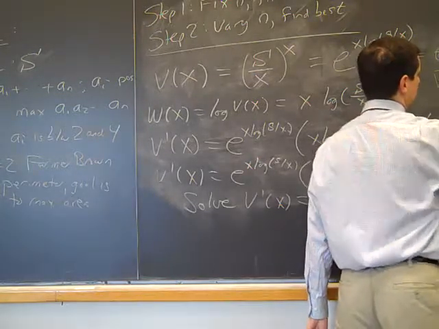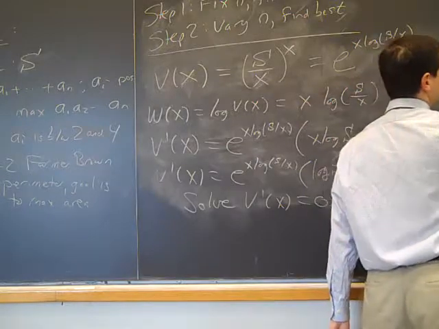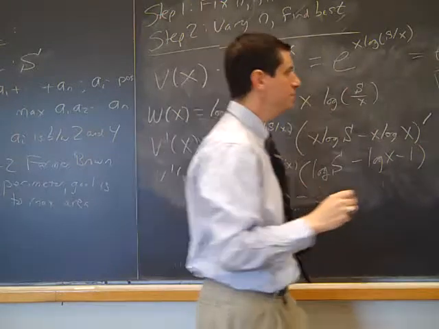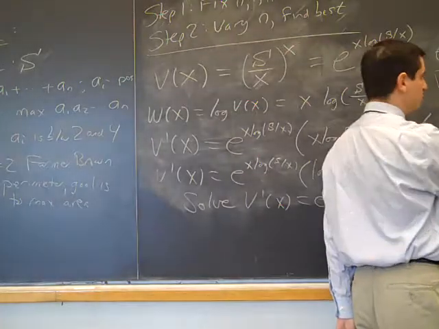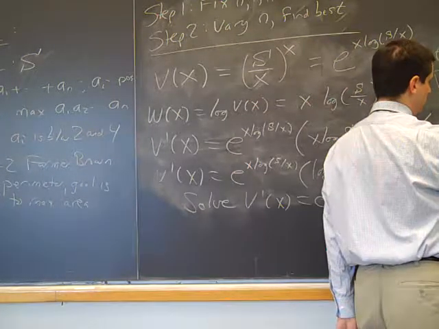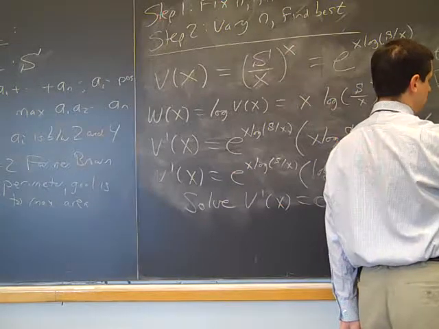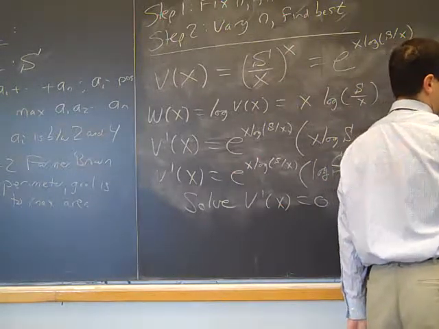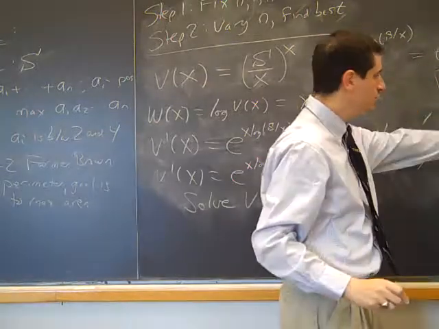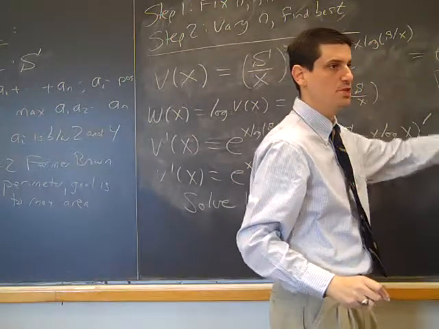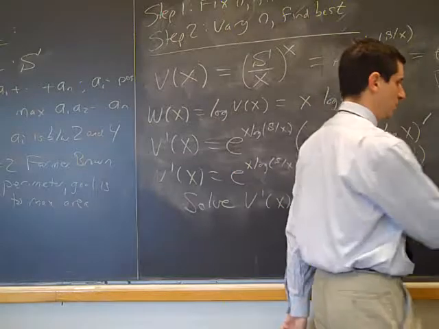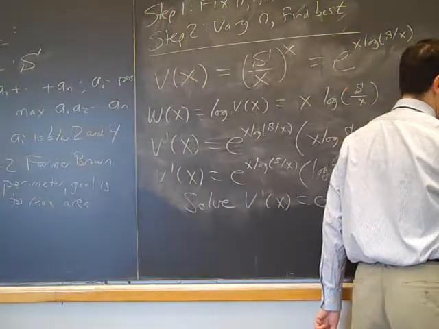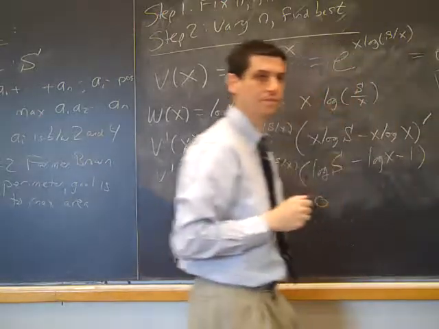S over x to the x equals e to the u. Let's solve for u. So how do I solve this? If I take the log of both sides, I get the log of s over x to the x equals u. And now I just use my log laws. The log of something to a power is the power times that log. So you get x log s over x equals u.